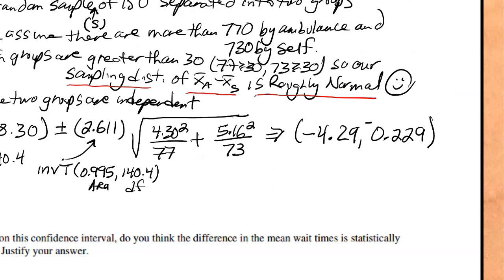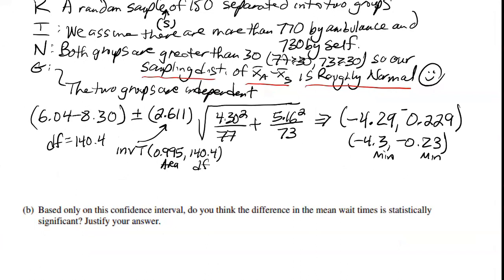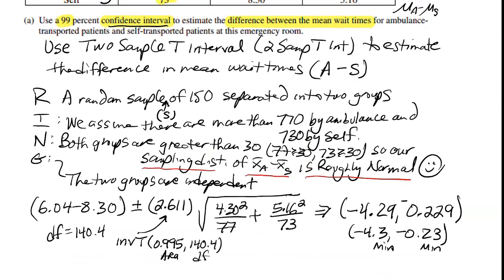Our interval is -4.3, we'll call it, to -0.23. And these units are minutes. A lot of students will stop there and not get full credit because we have not interpreted the interval.